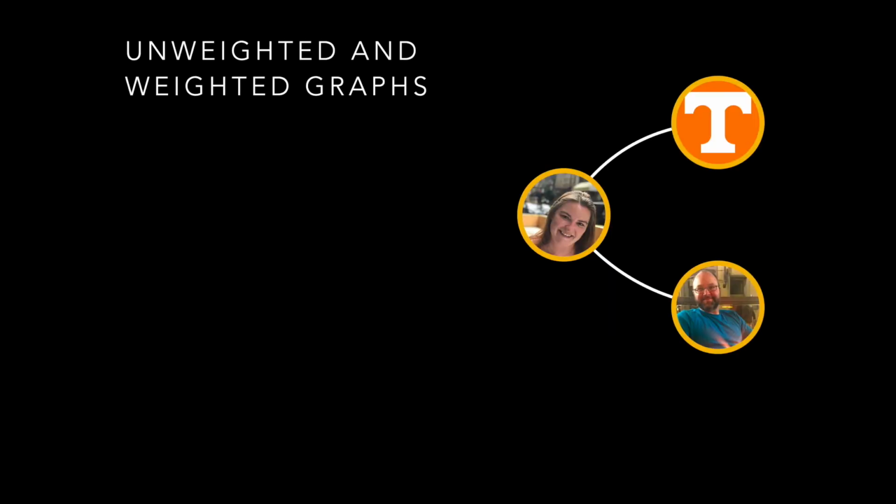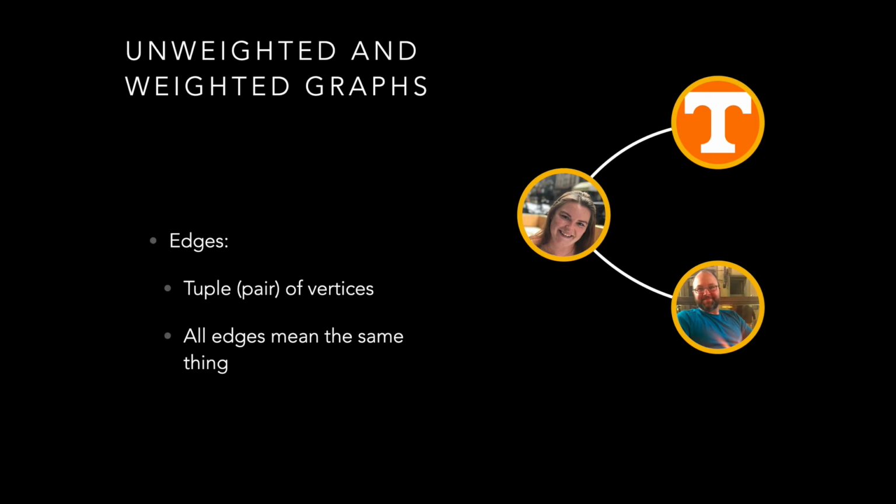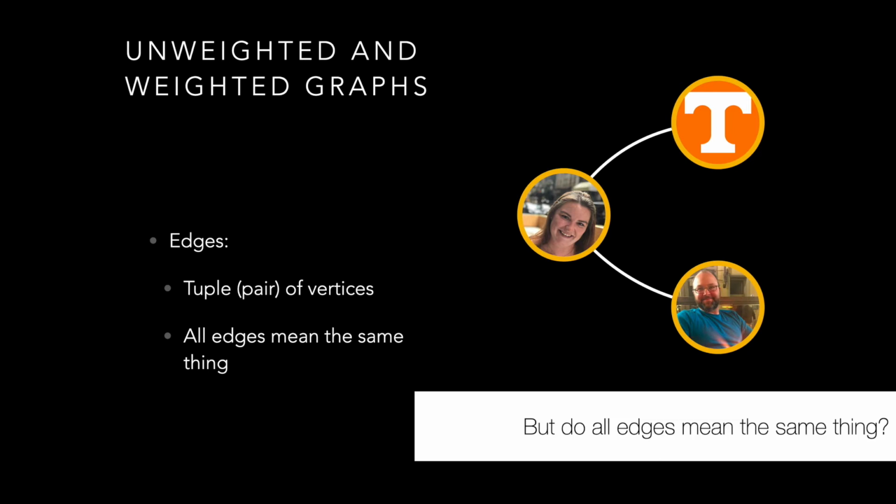So we can also talk about the idea of weights or importance, this kind of way to differentiate edges in our graphs, by talking about weighted graphs. What we've been talking about so far has been unweighted graphs, where if we have some edge, that is a pair of vertices, then in the unweighted case, all edges mean the same thing. But does that really ring true for all cases? Ostensibly, my wife and I are closer in relationship than my wife and the University of Tennessee.